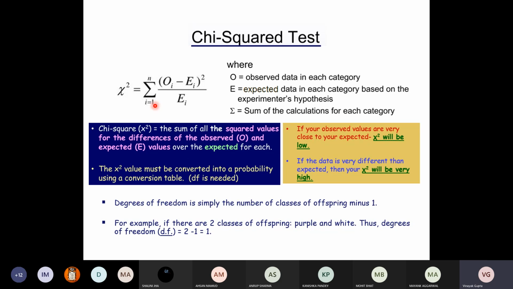So here if your observed value is very close to the expected value, the chi-square value is going to be very, very low. In that case, your null hypothesis is going to be accepted, which you are going to see in the examples. And if the data is very different from the expected, then the chi-square value is going to be high. So this is one thing which you should know.